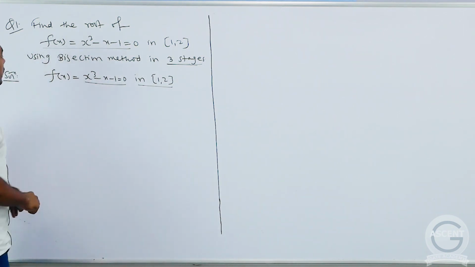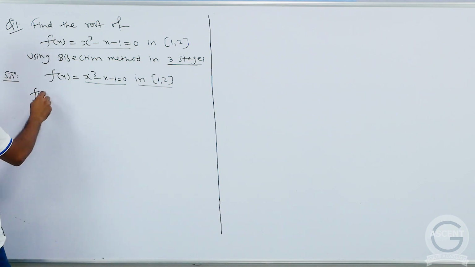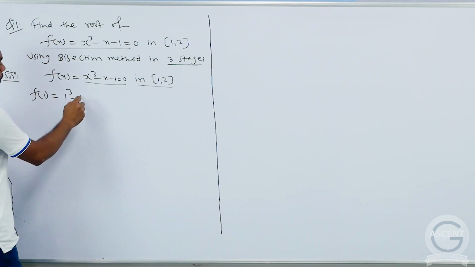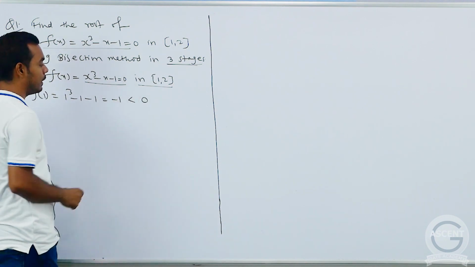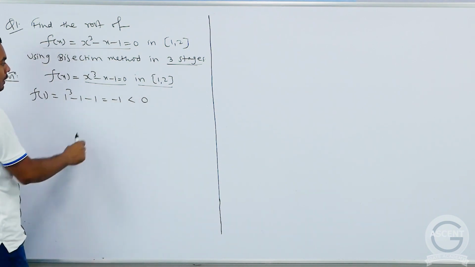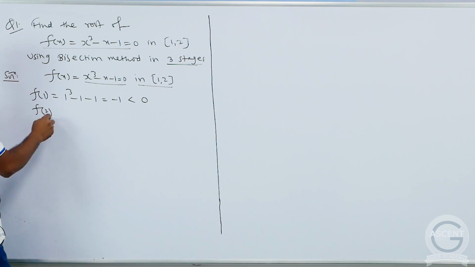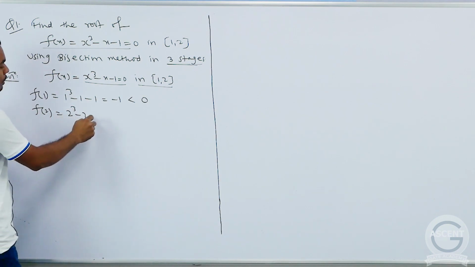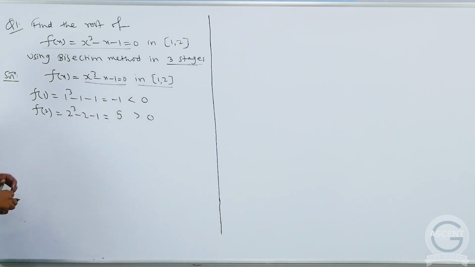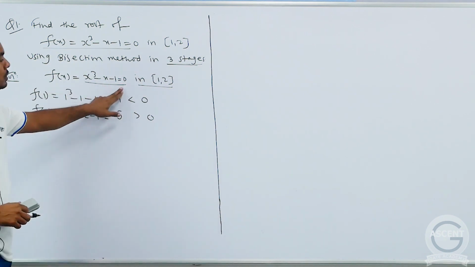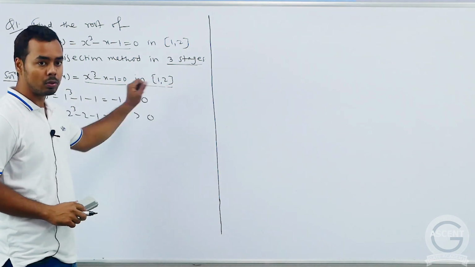Now if we calculate f of 1, this will be 1 cube minus 1 minus 1, so this will be minus 1, negative. So at 1 we are getting a negative value. f of 2 will be 2 cube minus 2 minus 1, so this will be 5, positive. At 2 we are getting a positive value, and this simply means that there must be at least one root of f(x) equals 0 in this interval 1 to 2.